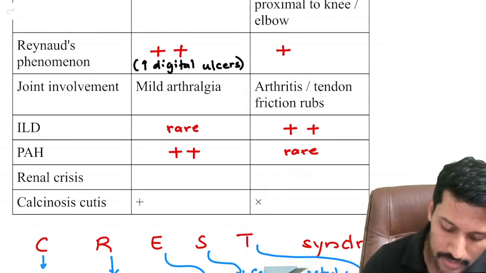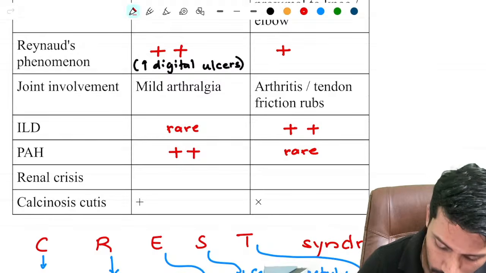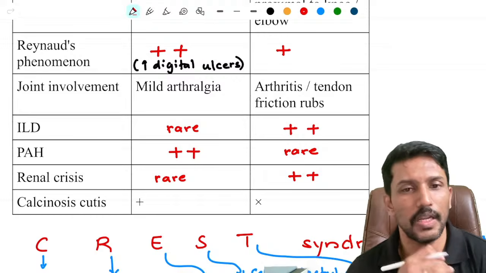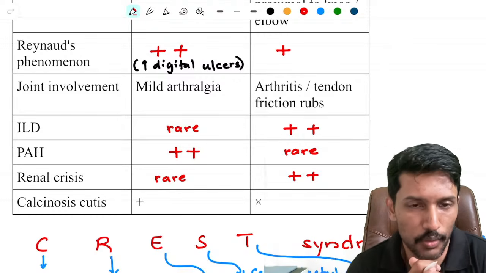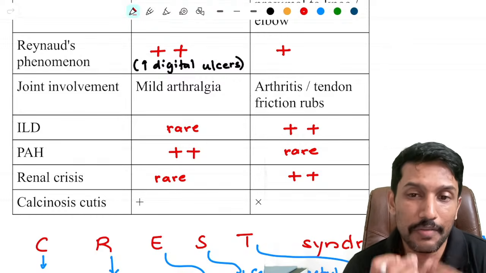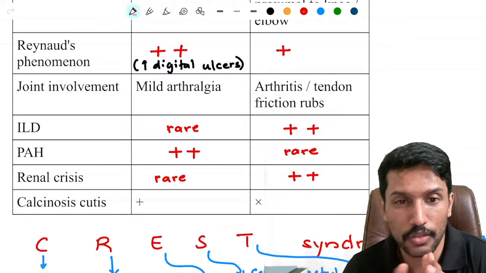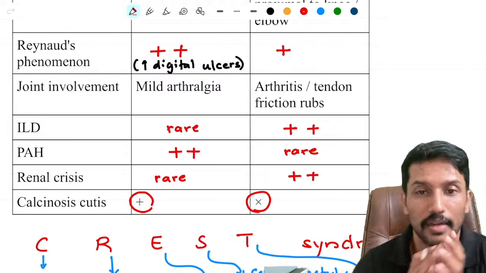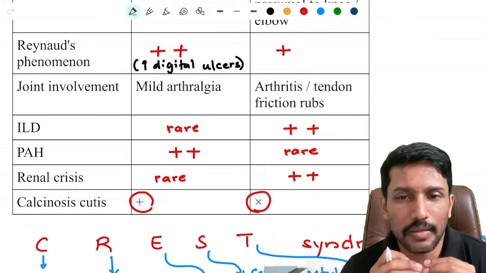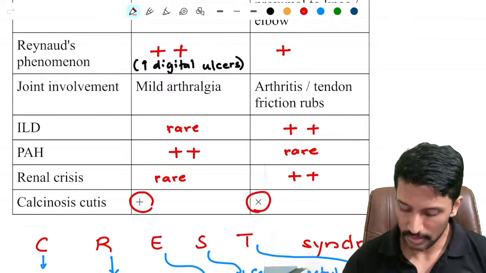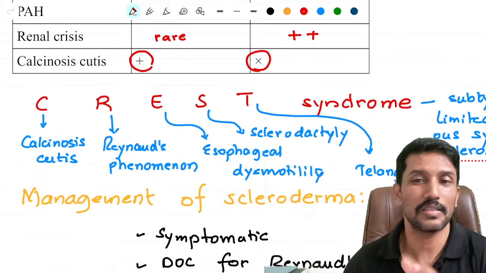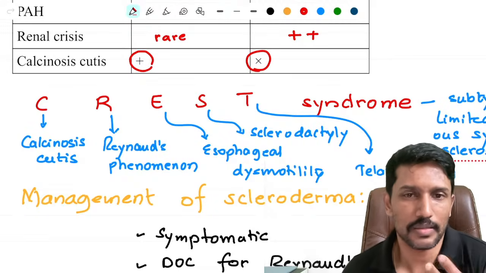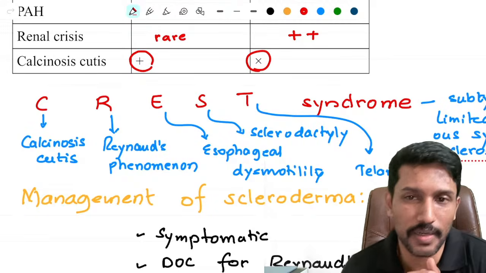Okay. Renal crisis, we have already studied that renal crisis is more common in patients with diffuse cutaneous. It is rare in limited cutaneous. Okay. Then calcification of the skin, we saw an image, calcinosis cutis, which is more common in limited cutaneous and less common in diffuse cutaneous. In fact, many patients with limited cutaneous present with something called CREST syndrome. This is something that your teachers often discuss at the bedside. CREST syndrome. So what does this CREST syndrome stand for?